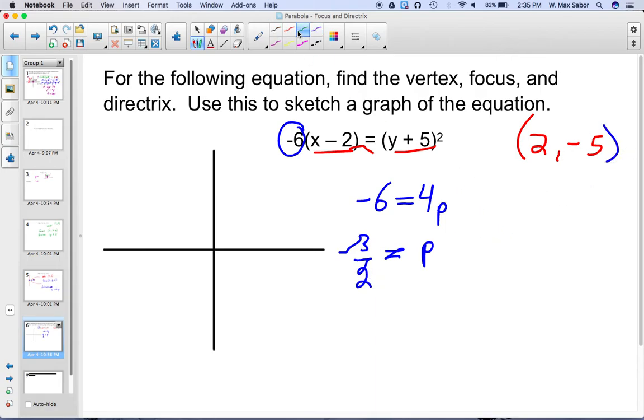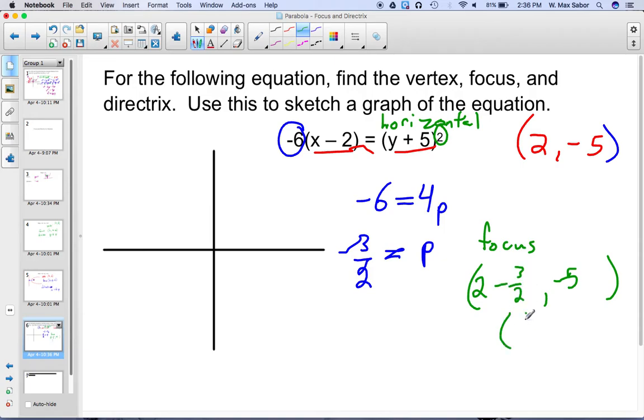Based on that, we can say that our focus, we're going to take our (2, -5) and add in the direction that we should be going. Well, this is a y squared, so that tells me that it's a horizontal parabola because the y is the squared part. Therefore, I am going to add the -3/2 to the x-coordinate, and then we get (1/2, -5) as the focus.